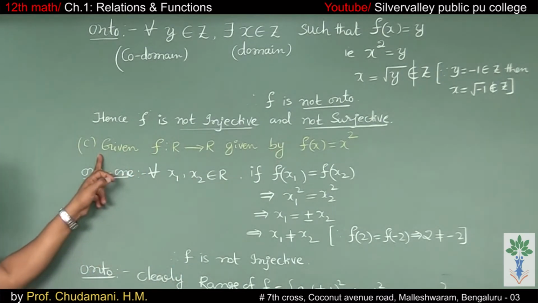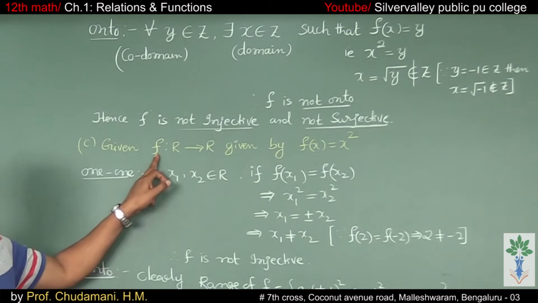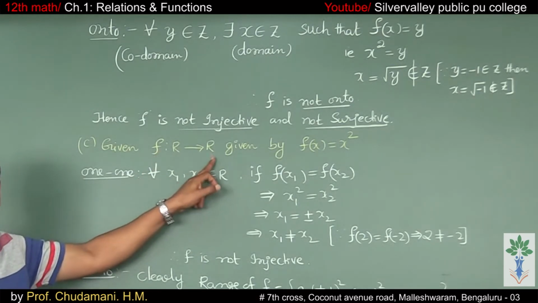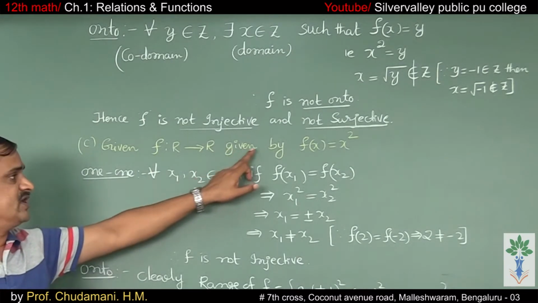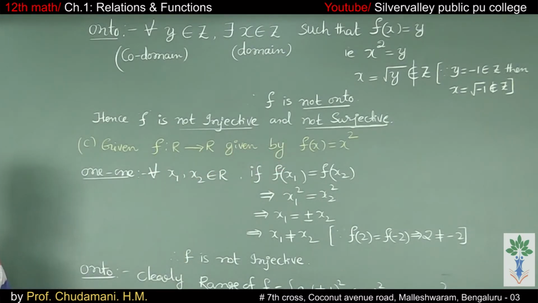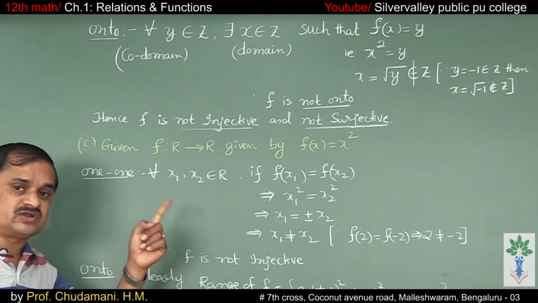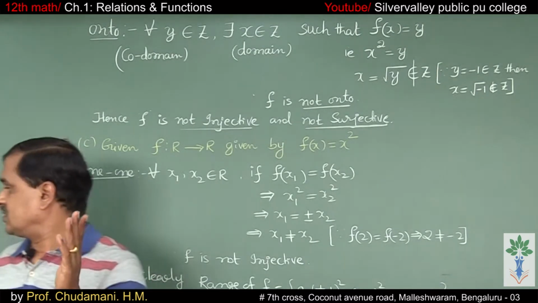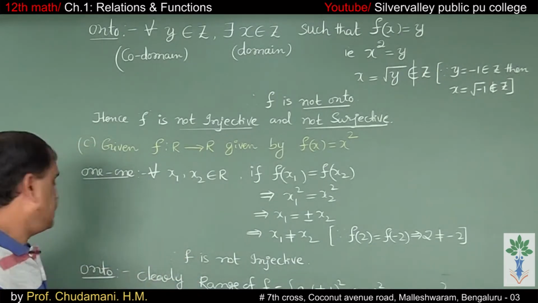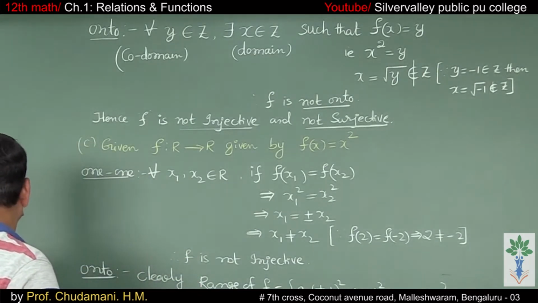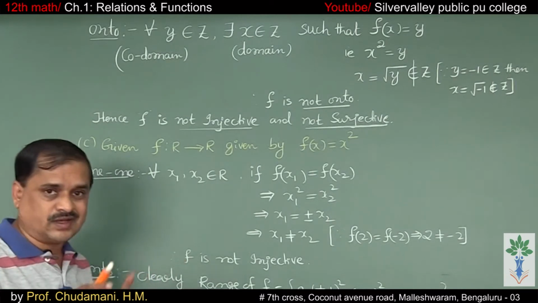Third case, if the function f from R to R, real number to real number, instead of Z to Z, is given by f of x is equal to x square. See the first case, natural numbers to natural numbers means it is both one-one and onto. In case of Z to Z, it is not one-one, not onto.